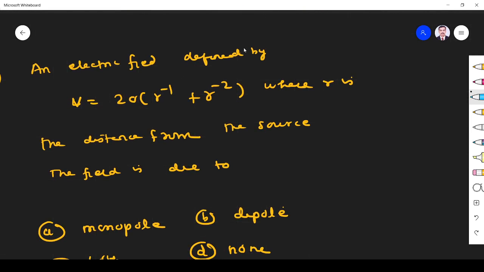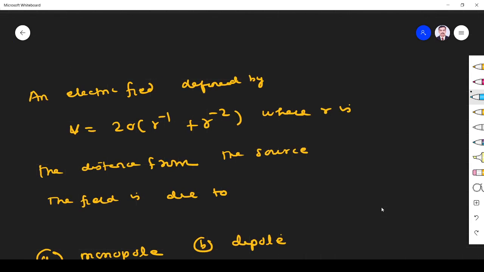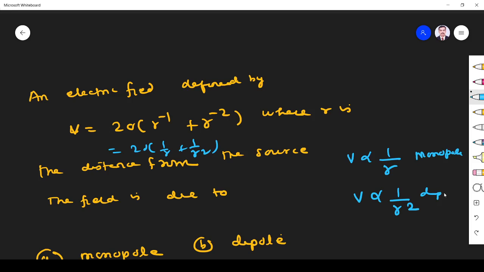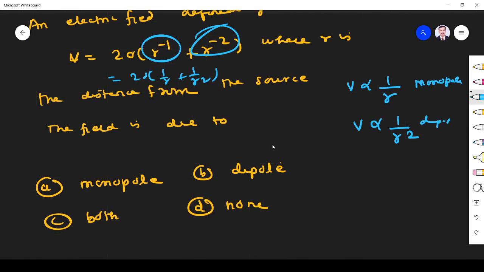Okay. An electric field defined by V is equal to 20 R power minus 1 plus R power minus 2, where R is the distance from the source to the field, is due to monopole, dipole, both or none. So we know the potential due to a point charge is inversely proportional to R. Potential due to a dipole is inversely proportional to R square. So it is 20 times 1 by R plus 1 by R square. A point charge means monopole, single charge, and 1 by R square is dipole. So it has both R power minus 1 and R power minus 2. So the potential is created by both monopole and dipole. If the potential is created by both monopole and dipole, the electric field is also created by monopole and dipole. So the answer is option C.